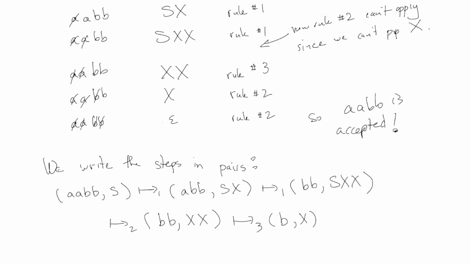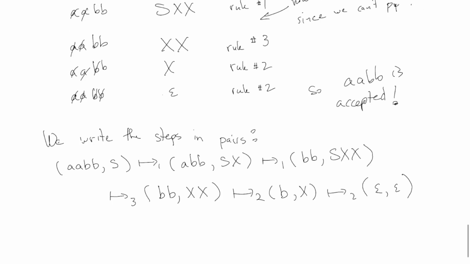I saw confused faces. This should be a 3. This one is 3, sorry, and this one is 2. And then I do 2 one more time, and I get epsilon, epsilon. What you're looking for when you write it in this way is epsilon, epsilon at the end. That's what it takes for the string to be accepted. Remember, accepted means you read the entire string and the stack is empty.